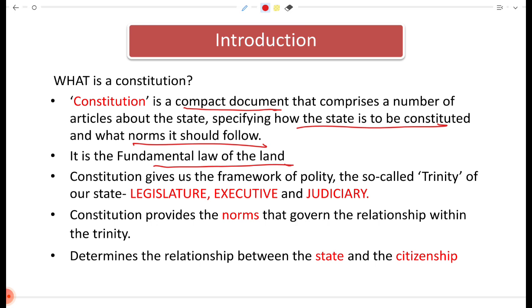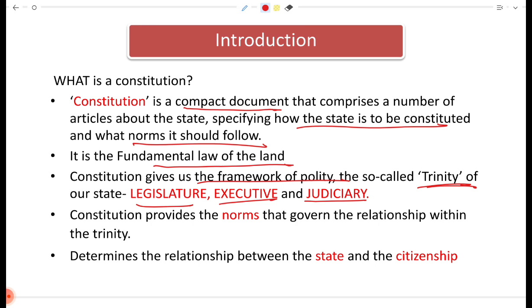Third point, the constitution gives us the basic framework of our political system. It defines the famous trinity of our country. Trinity in the sense, the legislature which makes the law, the executive which implements the law, and the judiciary which interprets the law. So the constitution tells each of these organs what they are supposed to do and what limits they must follow.